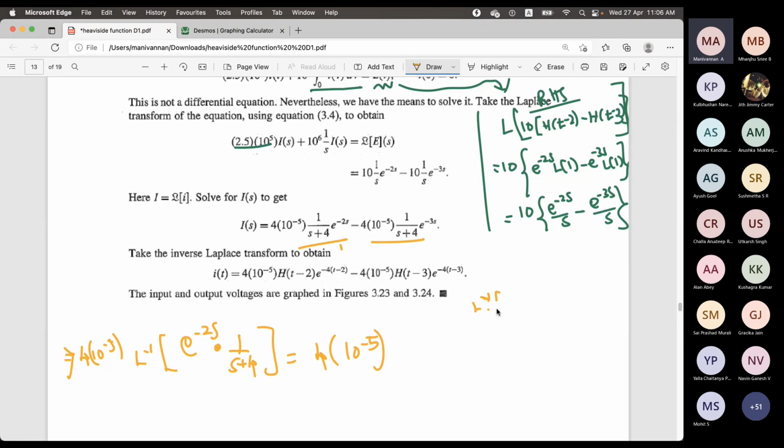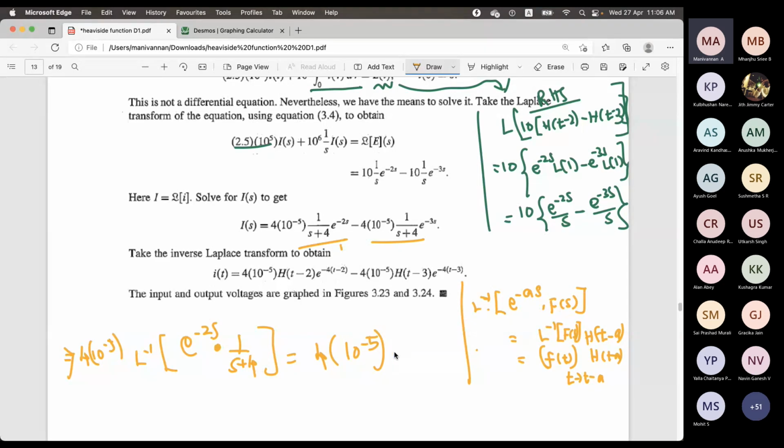What is the result? L inverse of e power minus as into f of s means first we should write h of t minus a, right? Remaining is L inverse of f of s. So we have f of t, but this t should be replaced by t minus a. So you simply use this result.